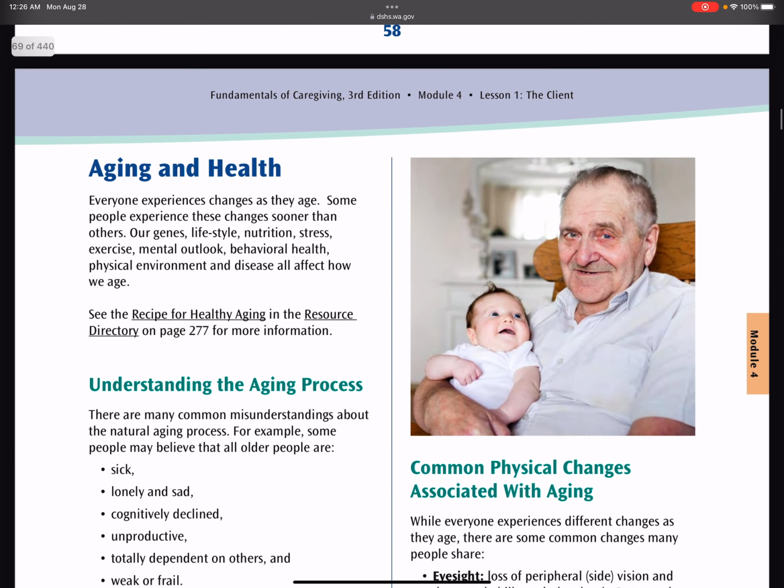Okay, let's talk about aging and health. Everyone experiences change as they age. Some people experience these changes sooner than others. There are many common misunderstandings about the natural aging process. For example, some people may believe that all older people are sick, lonely, and sad, or cognitively declined, or totally dependent on others, and weak or frail. But that's not true.